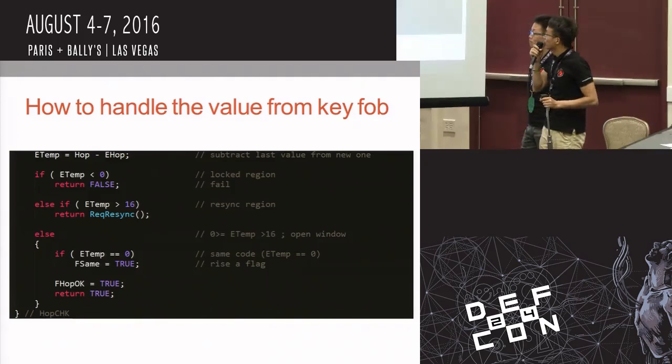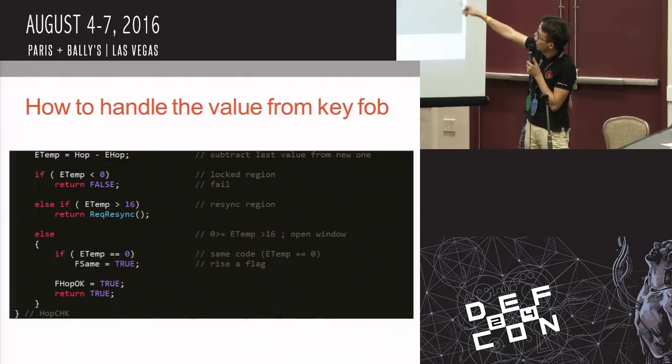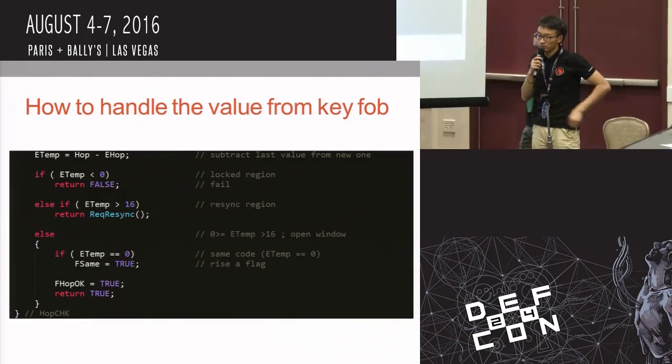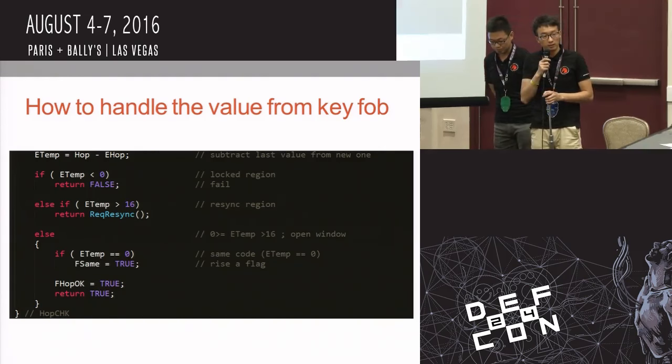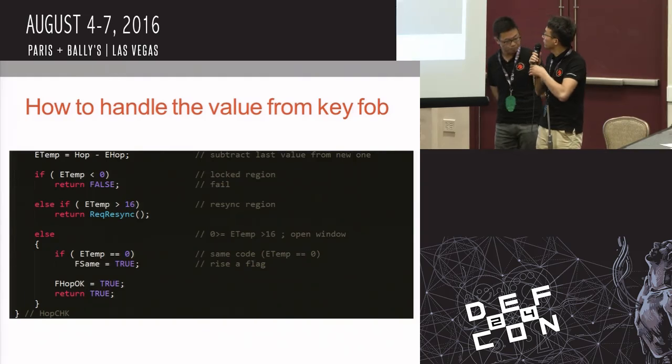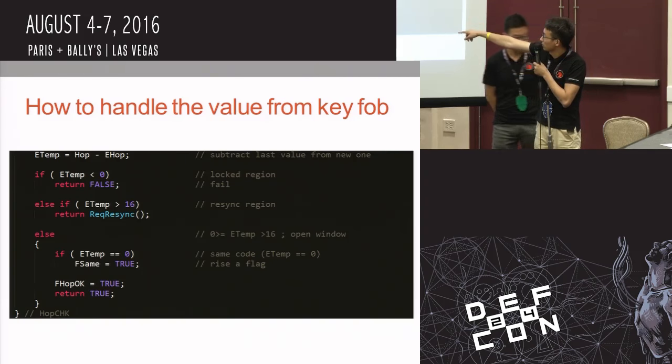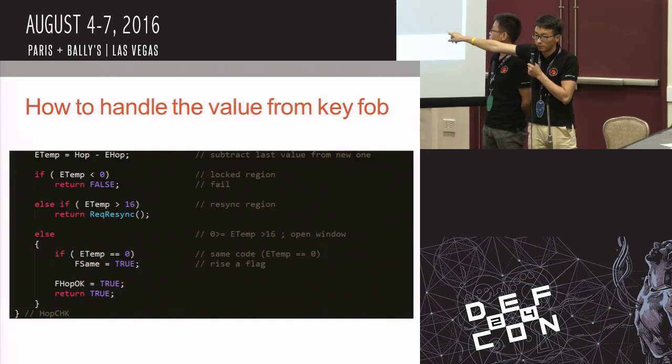So when it goes on to check whether the etemp is less than zero, when they compare that, this won't be true. So they will skip the if operation and go directly to the else section of the code.